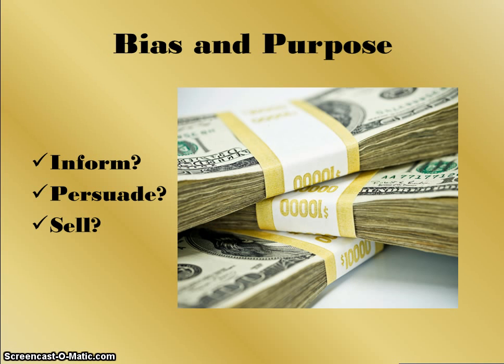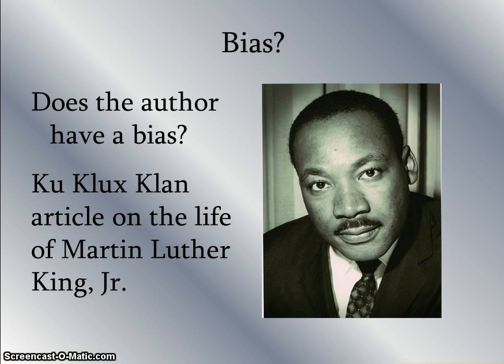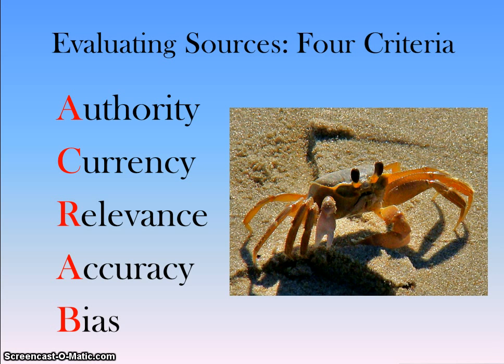Finally, you need to consider whether the author or creator has an agenda or bias. Is he or she trying to inform, to persuade, to sell? This relates to bias. Consider the example of a Ku Klux Klan leader writing an article about Martin Luther King. Based on his association with the Ku Klux Klan, it's highly likely that he's trying to portray King in a negative light, and then persuade you to feel the same way. Remember, think of ACRAB when you come upon a resource: authority, currency, relevance, accuracy, and bias.